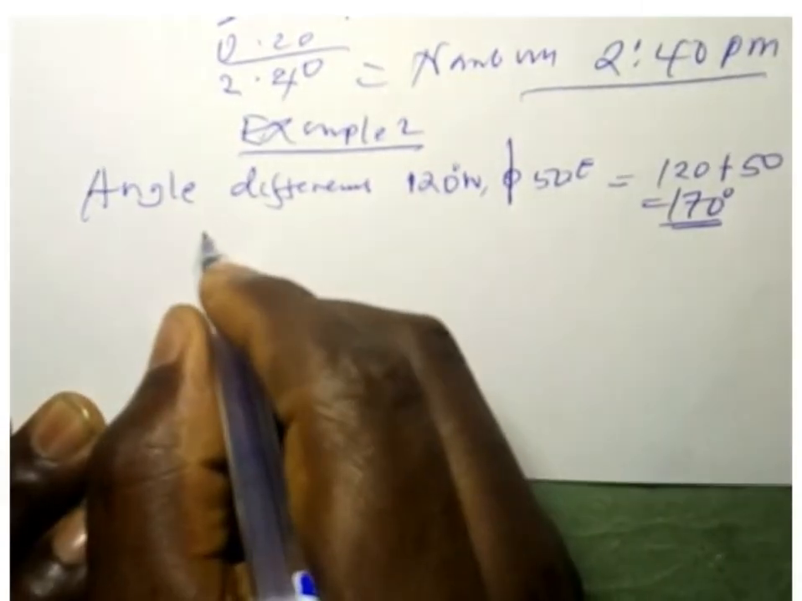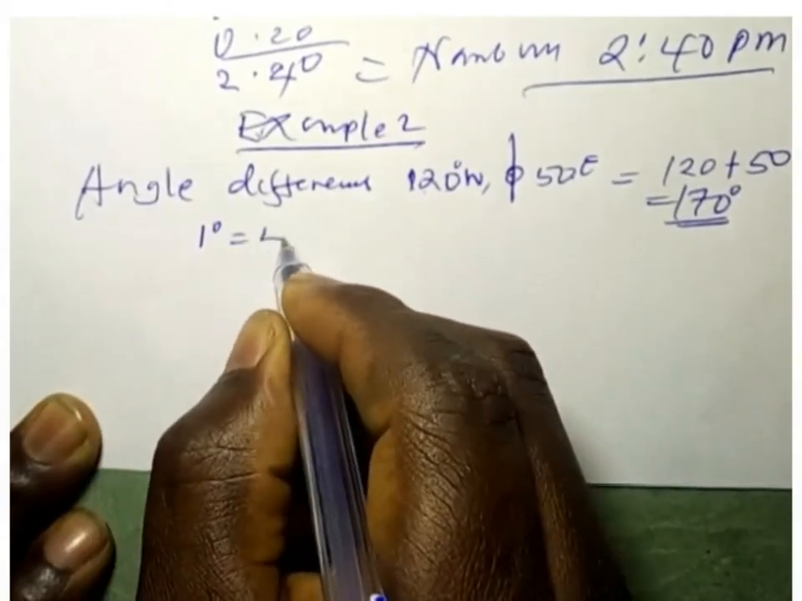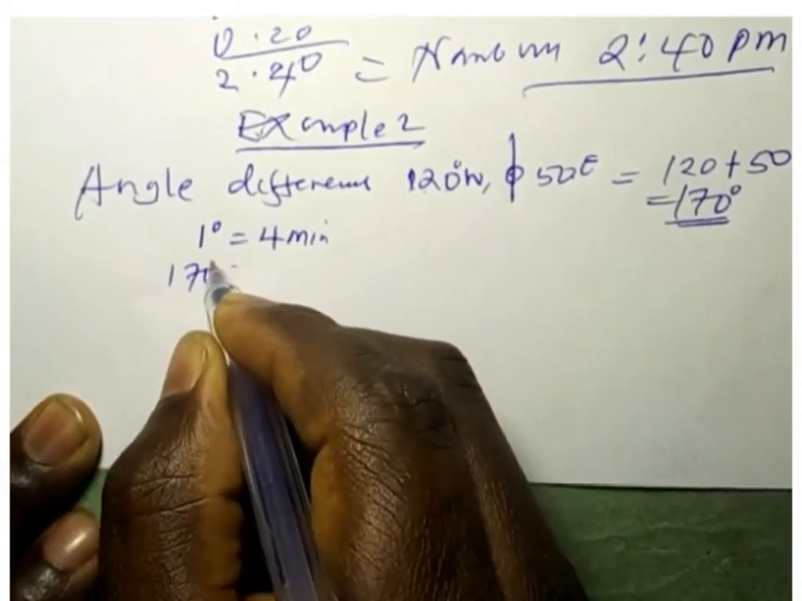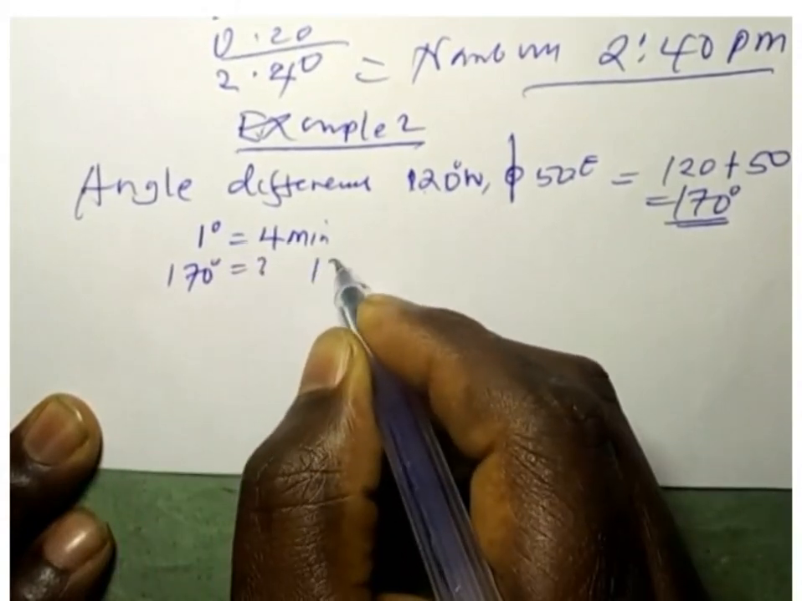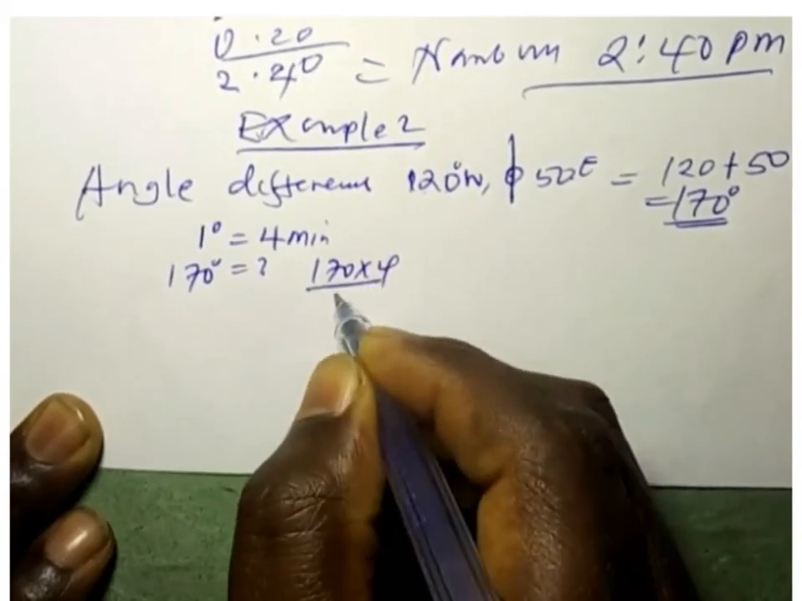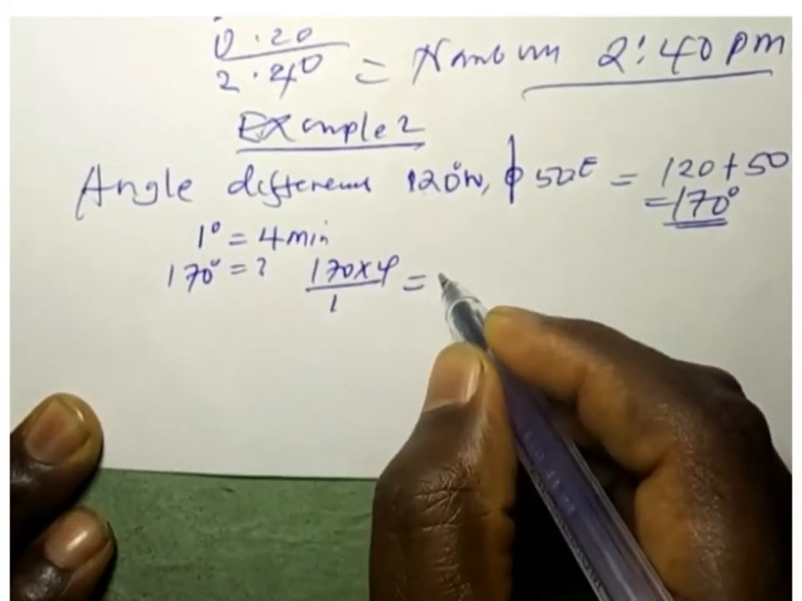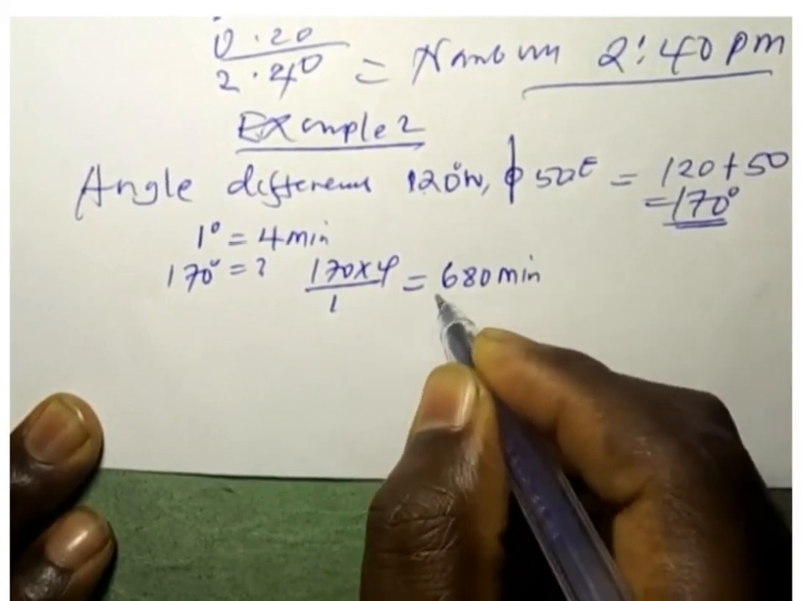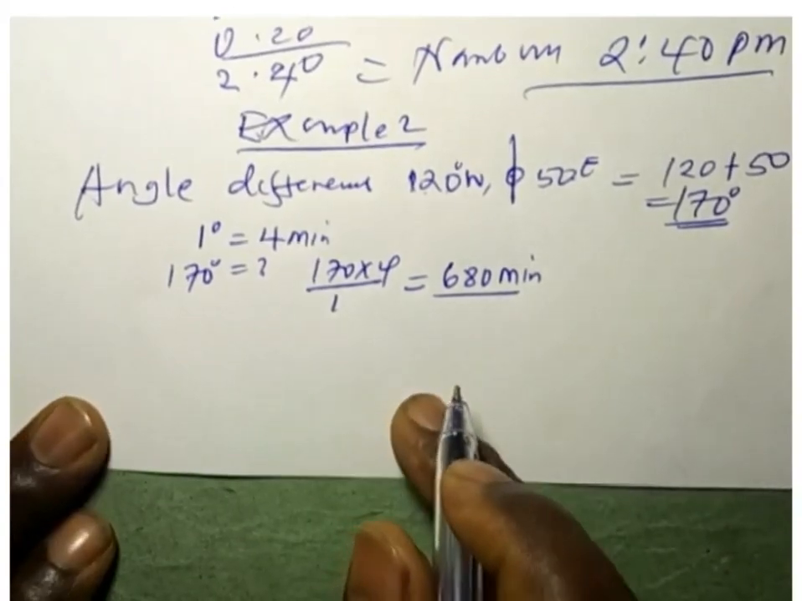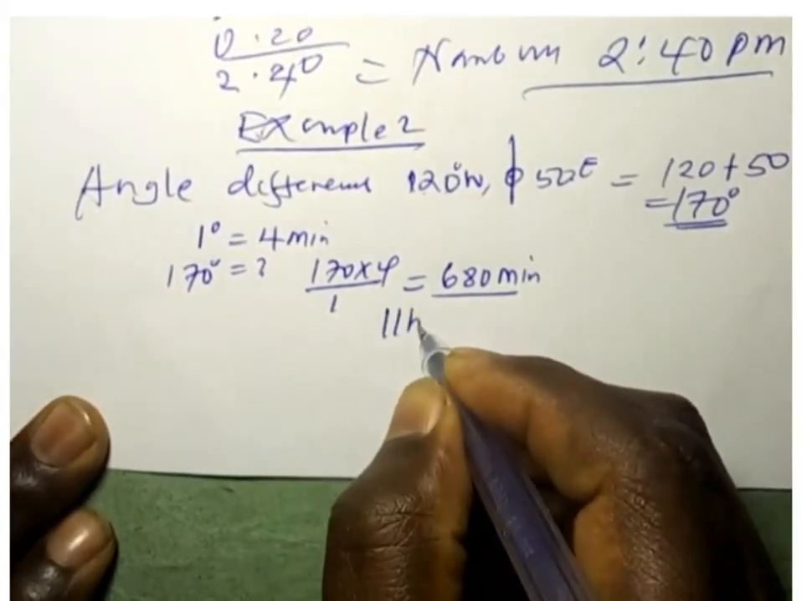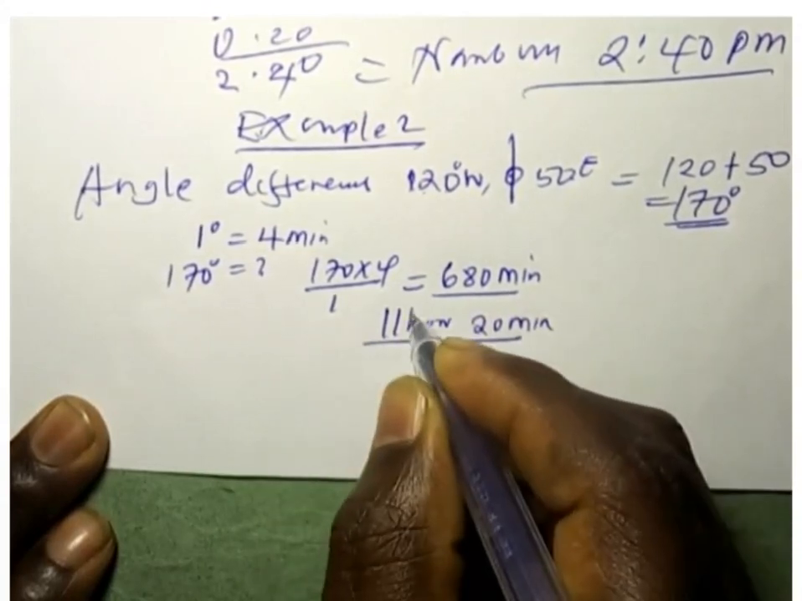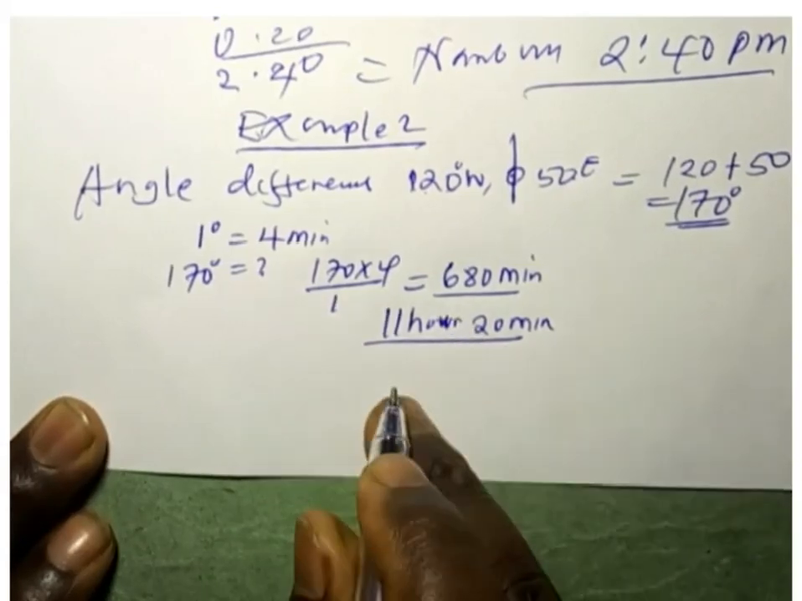Then we shall ask, 1 degree is equal to 4 minutes. What about 170 degrees? So it will be 170 times 4 divided by 1, and this will give us 680 minutes. So we convert these minutes to hours. You will find it is 11 hours 20 minutes. When you convert it, you will have 11 hours 20 minutes.